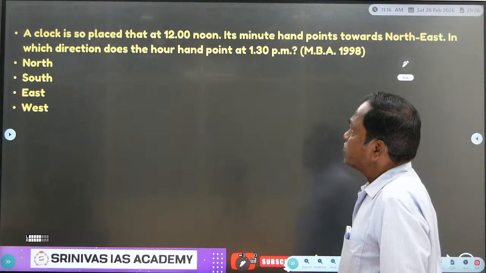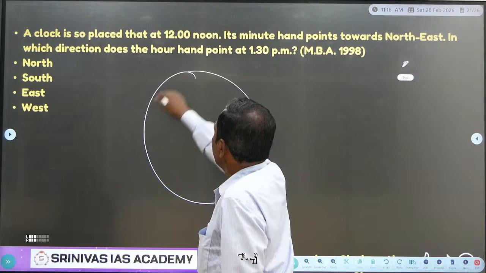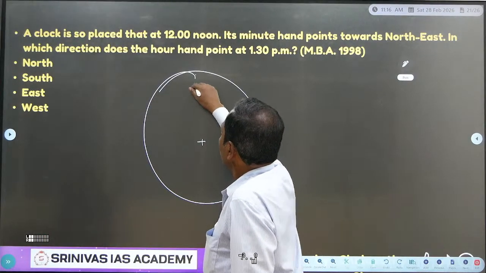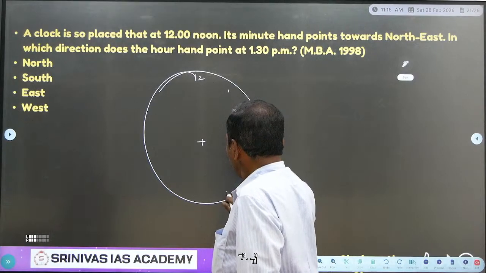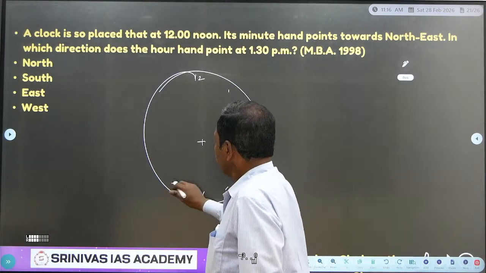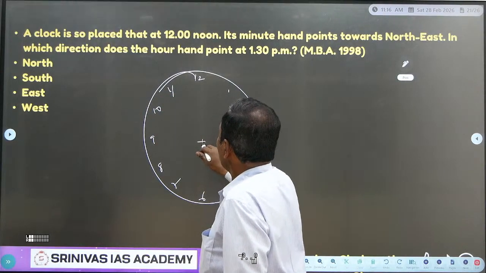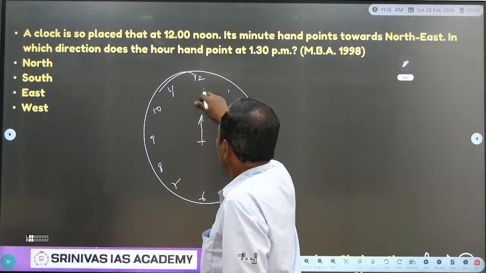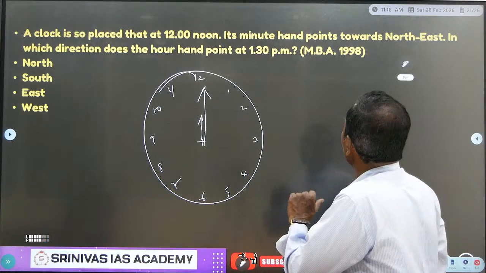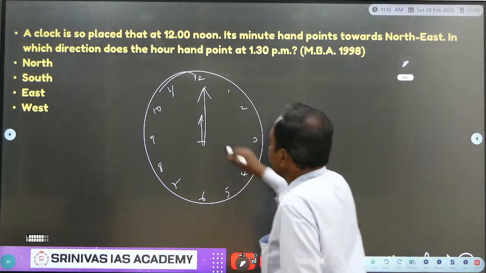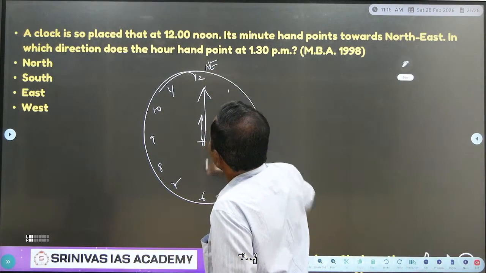Next, a clock is so placed that at 12 noon, its minute hand points towards northeast. 12, 1, 2, 3, 4, 5, 6, 7, 8, 9, 10, 11. At 12 noon, the minute hand will point like the 12 noon. The minute hand points at northeast.